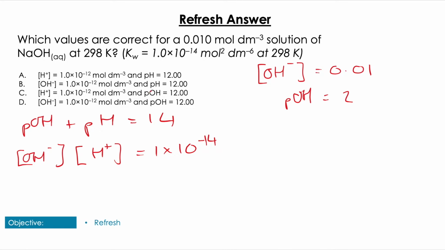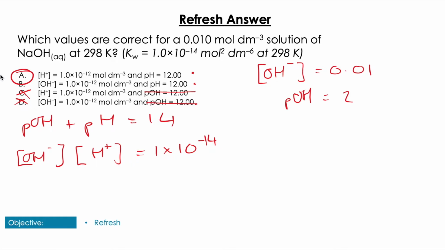From the information we already have, we know that C and D are not the correct answer, and we know that already our OH minus concentration is 0.01, so it can't be B as well. Therefore, the answer must be A.